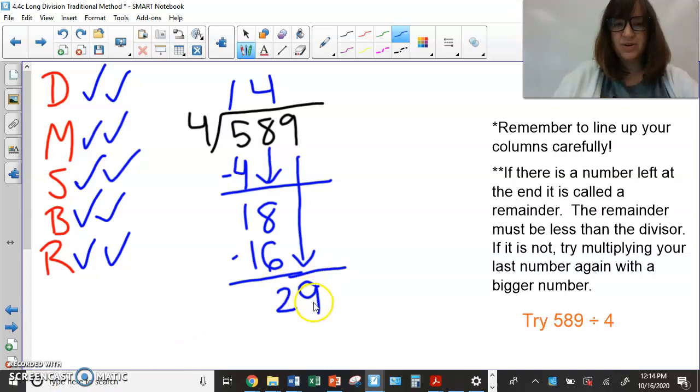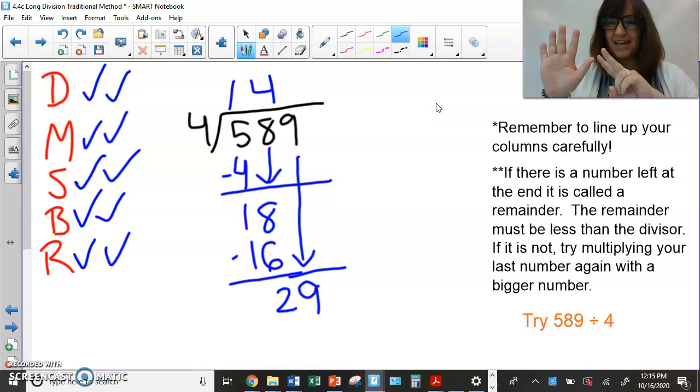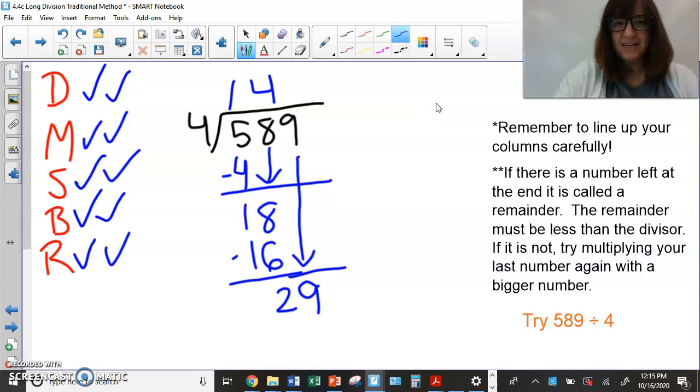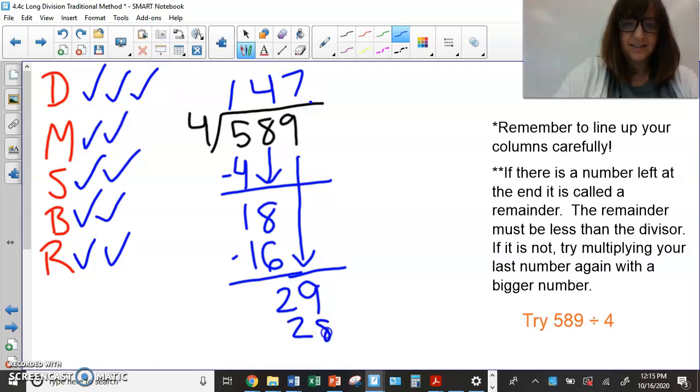So now I'm going to say 29 divided by 4. So let's count by 4s and see how close we can get without going over. 4, 8, 12, 16, 20, 24, 28, 32. 32 is too big, so I'm going to stop at 28. So that means that it's 4 times 7. So 7 times 4 is 28. So I've multiplied, and now I'm going to subtract.